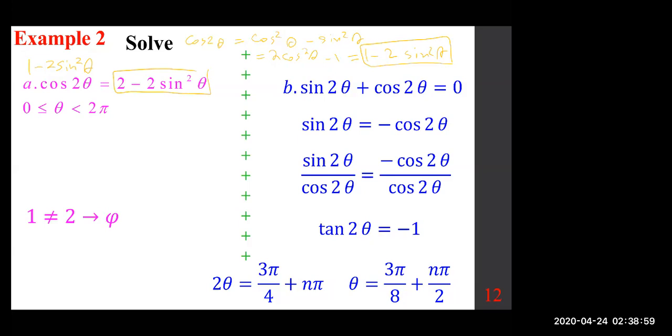And therefore, you get to this. You drop the 2 sine squared theta from both sides. Do you see that, class? Both sides have negative 2 sine squared. So 1 is equal to 2. Well, that can't be, so there is no solution. Is everybody following that? Yeah.